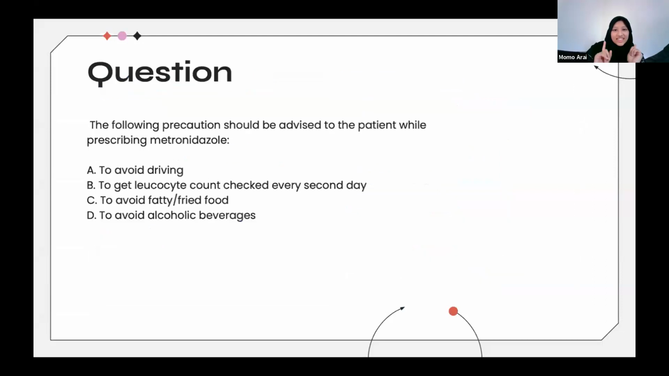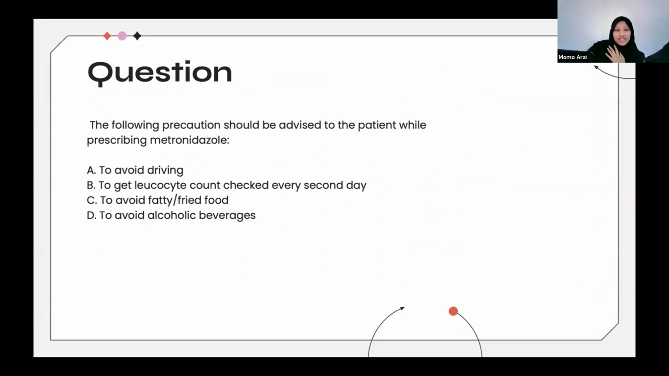Yeah, we can go on. So this is also very important. The following precautions should be advised to the patient while prescribing metronidazole. Which of the following? Okay. So this, yeah.